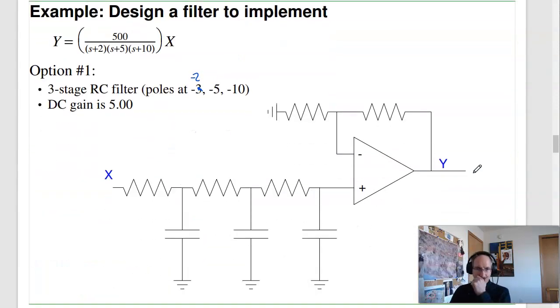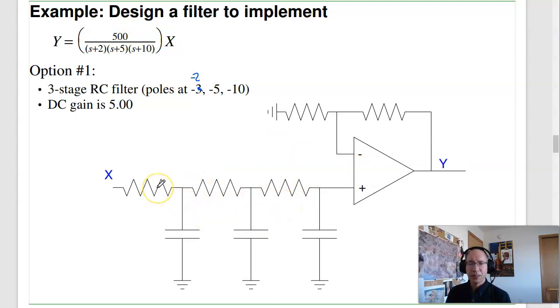For example, suppose I want to implement this filter: 500 over (S plus 2)(S plus 5)(S plus 10). I could do this a couple of ways. One approach: this has a DC gain of 5, so I need an op-amp. I can't get a gain bigger than 1 just using an RC filter.